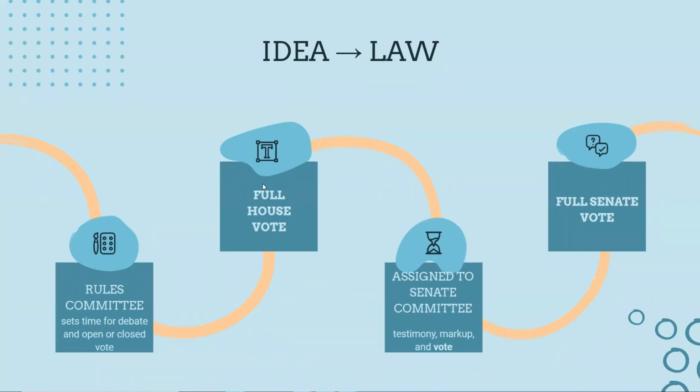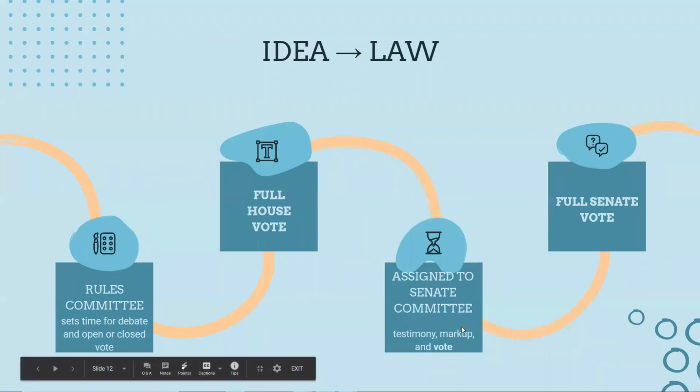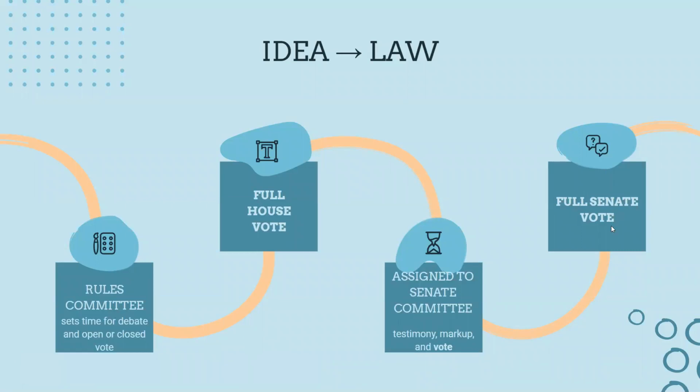It can die there. So if less than half support the bill, then the bill would just go away. And then after the full House, if it passes, it goes to the Senate committee where they do testimony, markup, and vote. And if they decide it's not good, it'll die. And then it goes to a full Senate vote where it could die as well.